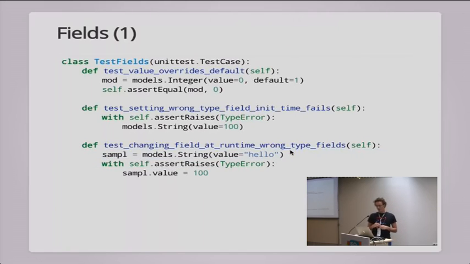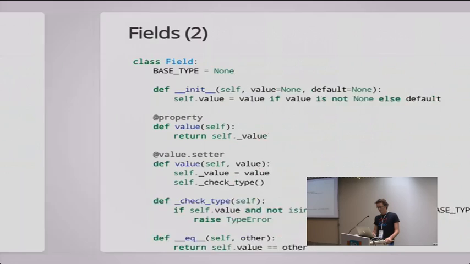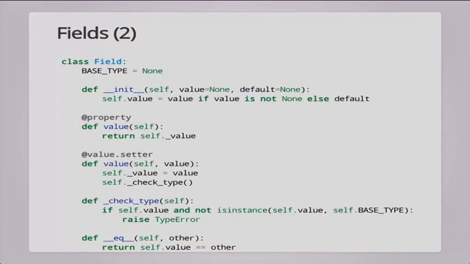So let's say an implementation of fields first, which is not done using metaclasses, but it's done in this way. In the init, the most important thing is that we have a property here, which also has a setter. And this property actually represents the value. Whenever you try to set the value, it will always check the type. It checks if the value is not an instance of this base type, which every class will have to define, then I raise a type error.